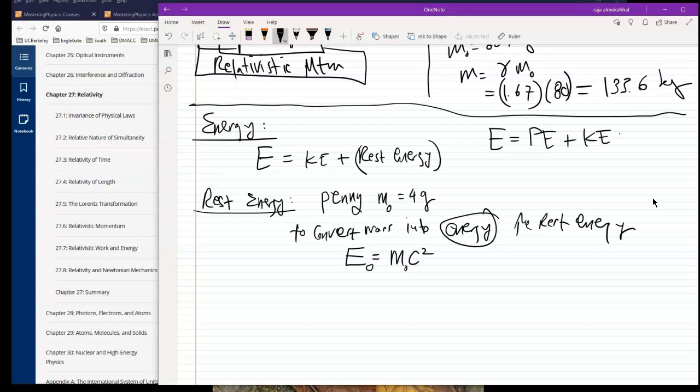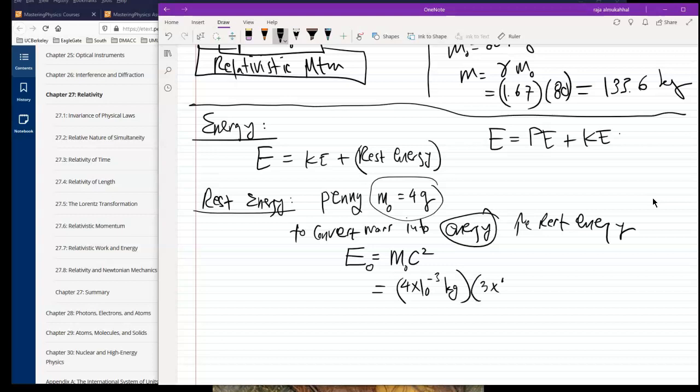So what is the rest energy? It means if I take this penny of 4 grams and convert it to energy, it will be a huge, enormous amount of energy, heat, for example. So here, let's see how much energy that is. So it's 4 grams, which is 4 times 10 to the minus 3 kilogram, right?